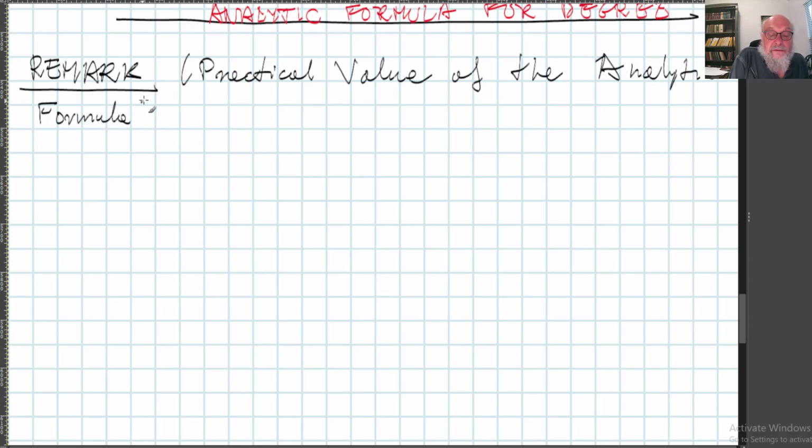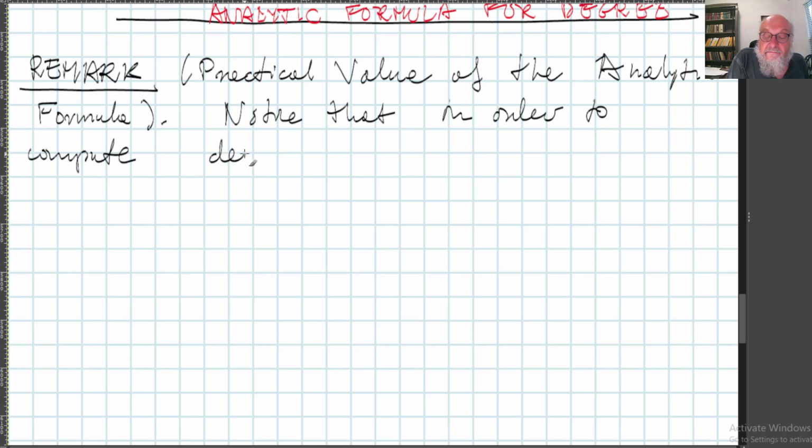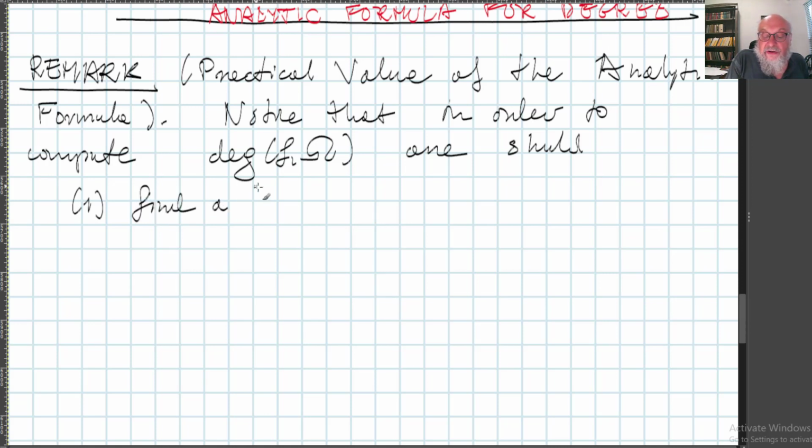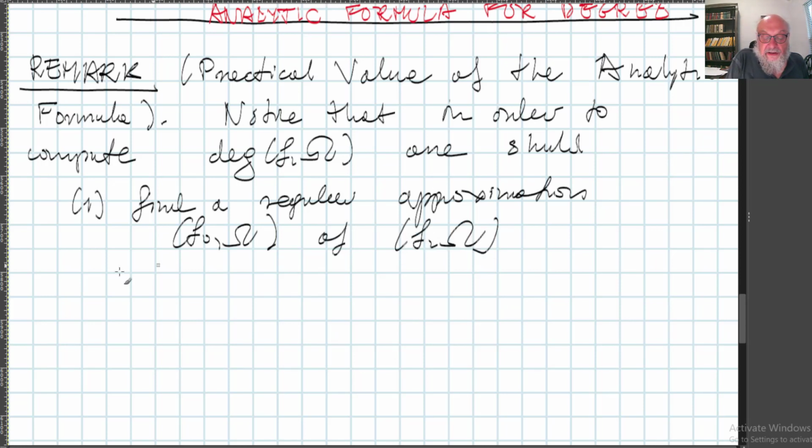So notice that in practice, in order to compute the degree of any arbitrary admissible pair, one should first find a regular approximation, and then compute the degree of F0 on omega, and second, use the analytic formula.